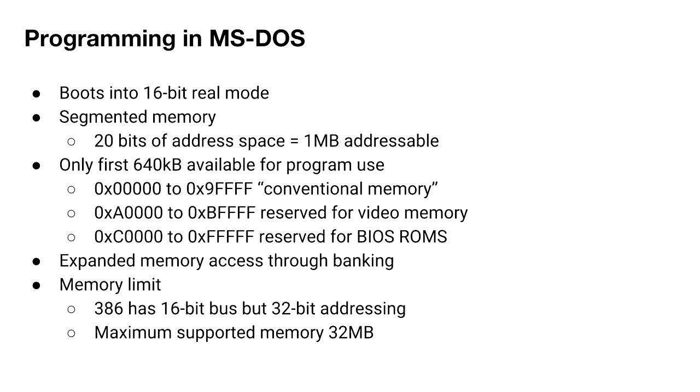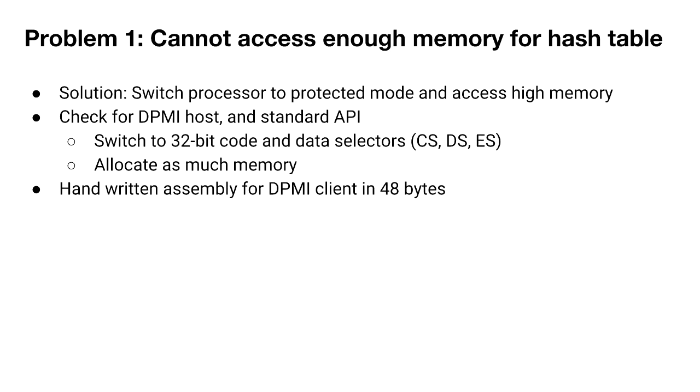But programming in MS-DOS is kind of annoying because you boot up into 16-bit real mode, you've got segmented memory, so you can't actually access all the memory. You have only like 640K because the rest of it's used for accessing video memory or BIOS ROMs. There's a way to get there through banking, but it's really inconvenient and cumbersome and not efficient in terms of execution size. But the good news is we do have a 32-bit addressing mode, and the board I have can support 32 megabytes. I'm not sure if you can get more, but that's what I have. So this looks like it might work.